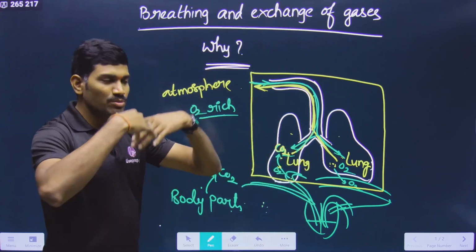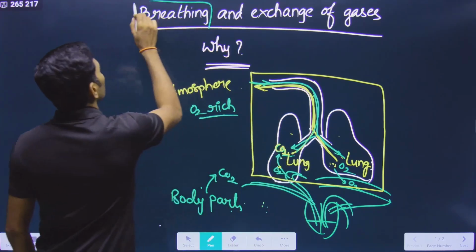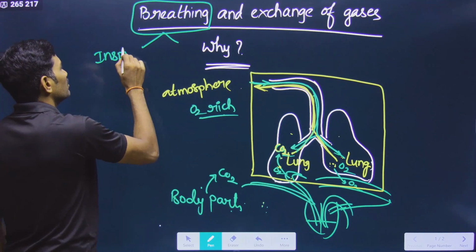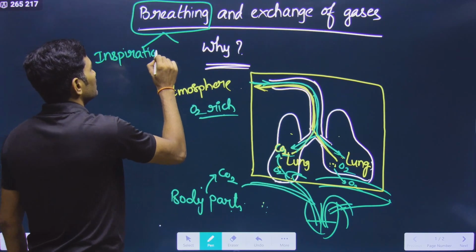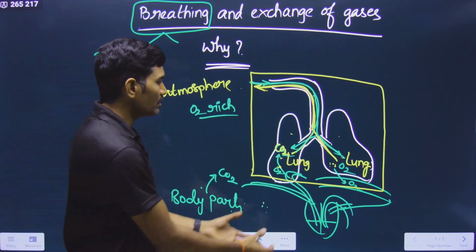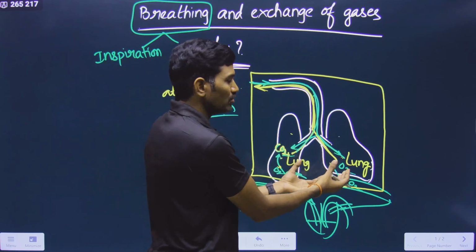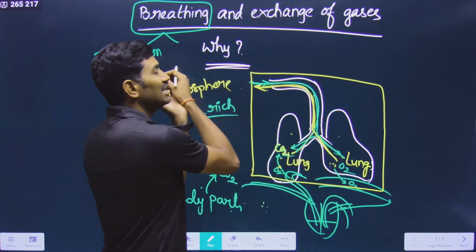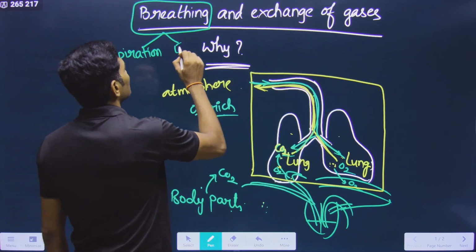So within this breathing, actually two things are there. Taking atmospheric air into the lungs is called inspiration. Yes or no? Next one. CO2 rich alveolar air, or air present in the lungs, is released outside the body, that is called expiration.